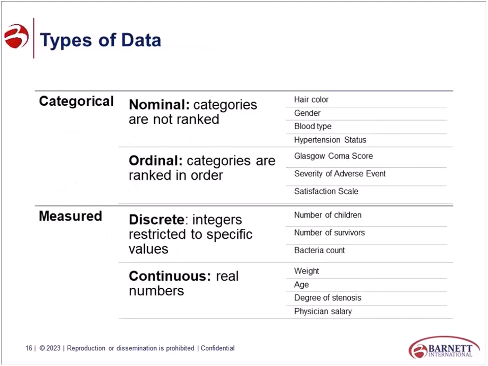Okay, so there are 4 types of data statisticians juggle with. The reason for showing you this is because the type of data then drives the type of analyses. Certain statistical methods are used to analyze nominal data, ordinal data, discrete data, and continuous data. 4 different methods.